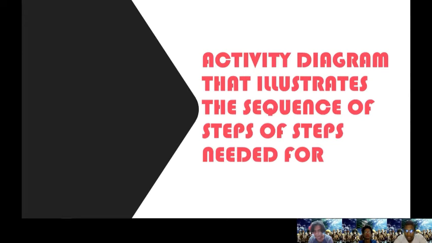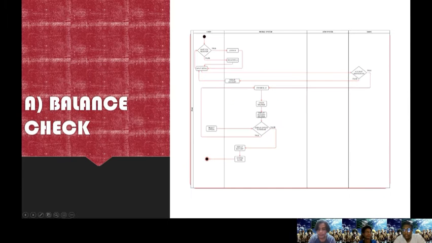Okay, this is an activity diagram that illustrates the sequence of steps needed for the transaction. The next slide will be continued by Afam. Okay, next is balance check. This is a UML diagram.